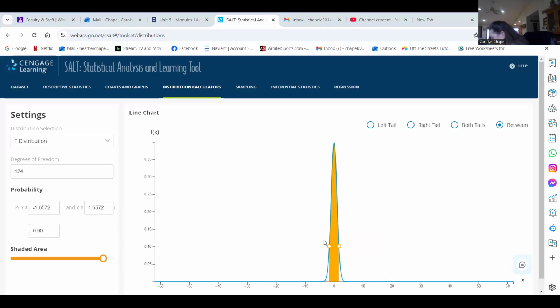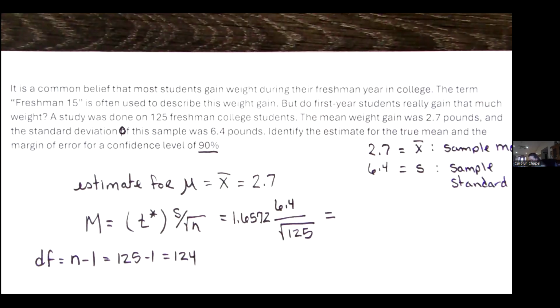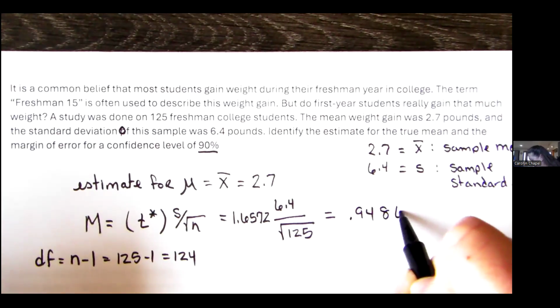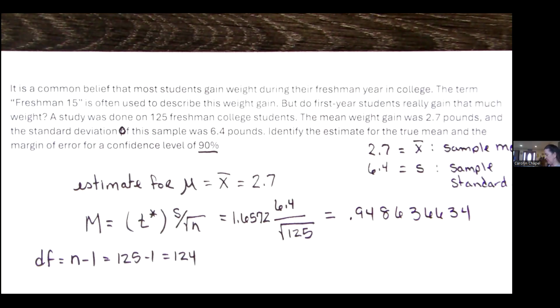Which I put into our formula. Oops, why did we not go back? There we go, click the right buttons. Into our formula for that margin of error, I'm going to take my 6.4, divide that by the square root of 125, take that value times my 1.6572. And I get 0.948636634. Not sure how many decimals we want to use. I'll just put all that I got from my calculator on here.